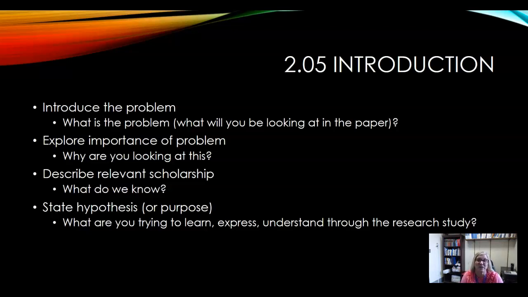Describe the relevant scholarship. So that's that lit review. So here's what we know already about kids with a particular disability and what we know about how well CICO works for those students. And then finally, the last part of your introduction is to state the purpose of your paper, or the purpose of your study. So stating your hypothesis. What are you trying to learn? What are you trying to understand through this research study?